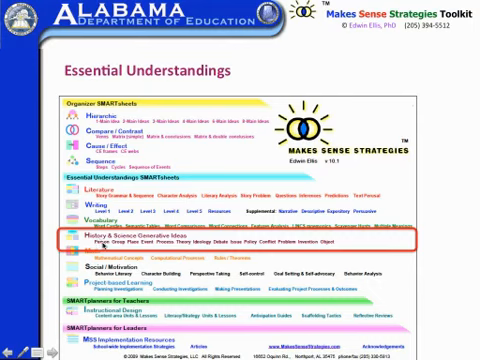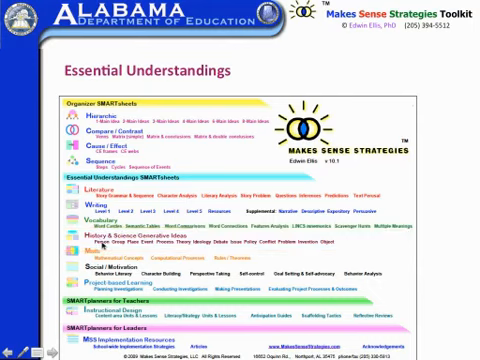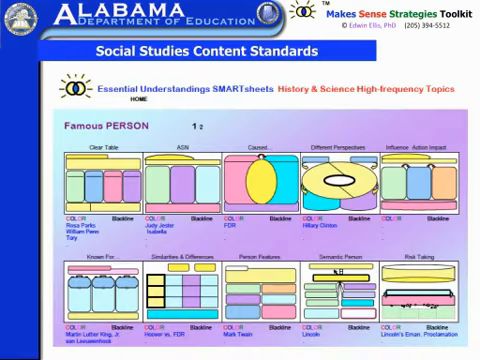So for an example, if we click on person, what's going to open up is a series of graphics that are only used for teaching about what's essential to understand about a famous person.